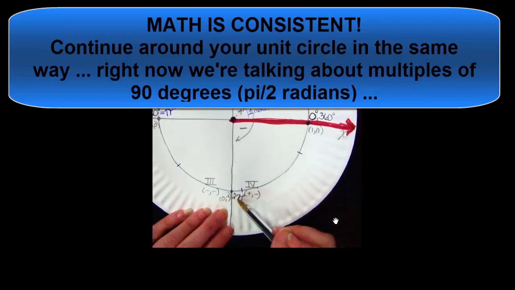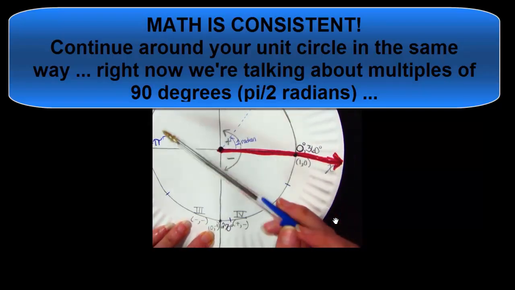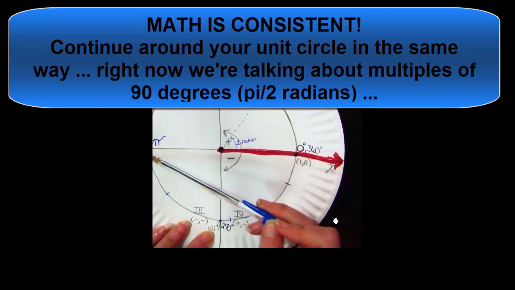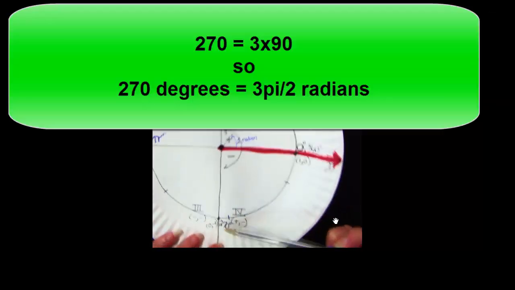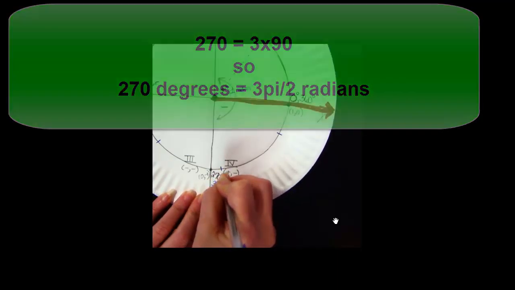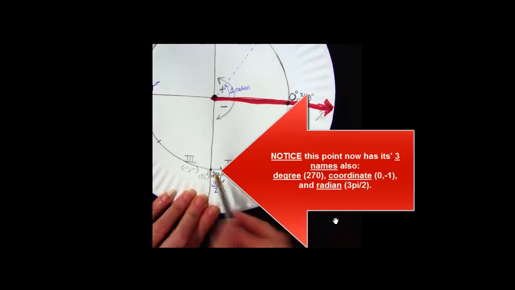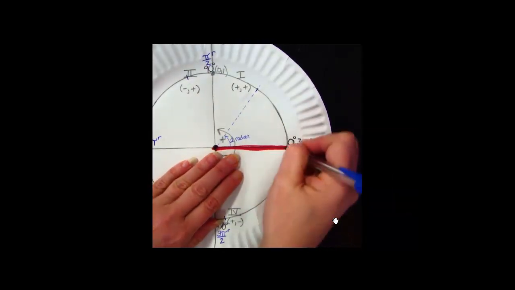Since math is consistent, we can work our way around the unit circle. If we go down to 270, well, 270 is 3 times 90. And if I count in pi halves, I'd have 1 pi halves, 2 pi halves, and 3 pi halves. So 270 degrees is 3 pi halves, 3 times 90 radians. Now that point has its 3 names: 0, -1, 270, and 3 pi halves. Again, leave those in fractions. Use the symbol for pi. I just can't do that with the video text.